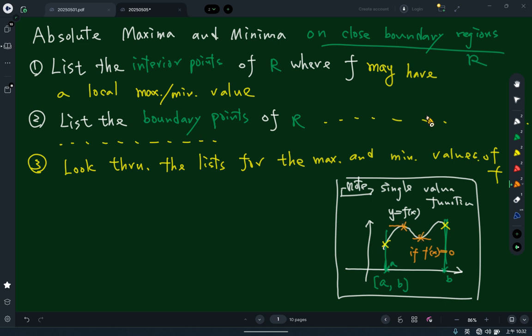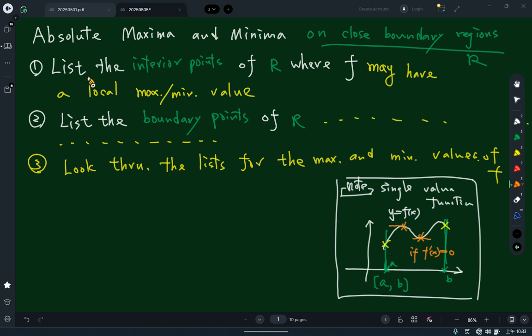Then, in this case, maybe these 4 are our candidates. Then we will check which one will provide the maximum one and which one will provide the minimum one. Then finally, we can find the absolute maximum value and the minimum value. So this is for single variable functions.